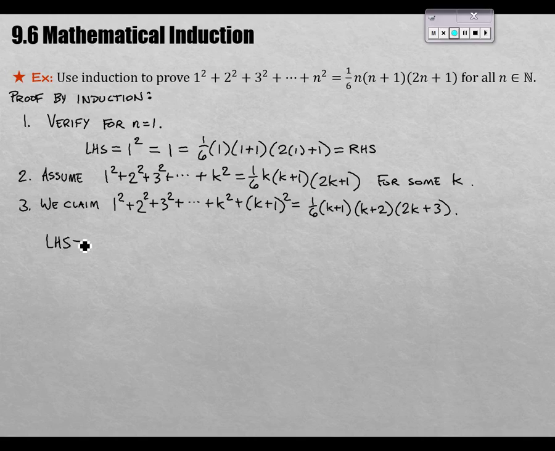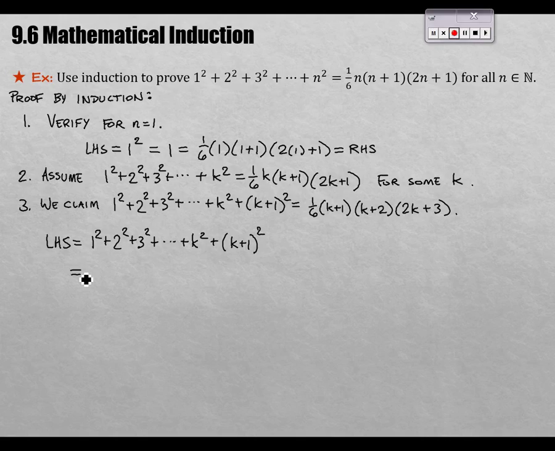The left-hand side, I'm going to do basically the same thing we did last time. 1 squared plus 2 squared plus 3 squared plus ... plus k squared plus k plus 1 squared equals. I'm trying to make the left side, which I just wrote down again, work with it. One thing I'm allowed to do is use the assumption from 2. And eventually I'd like to get to this: 1/6 times k plus 1 times k plus 2 times 2k plus 3.